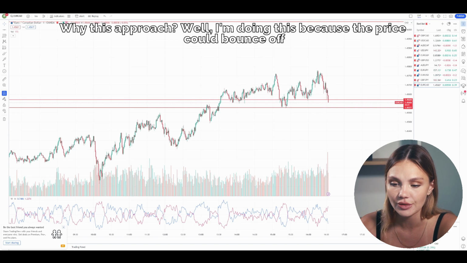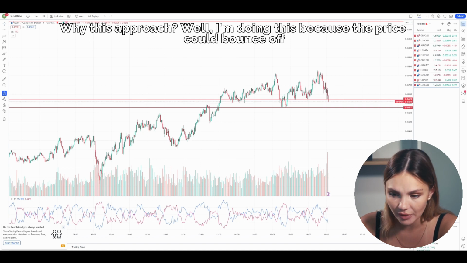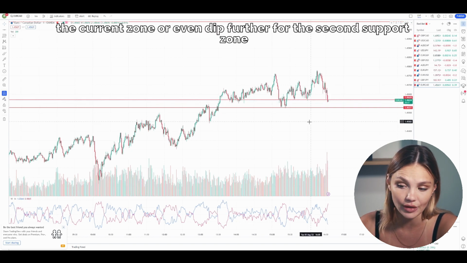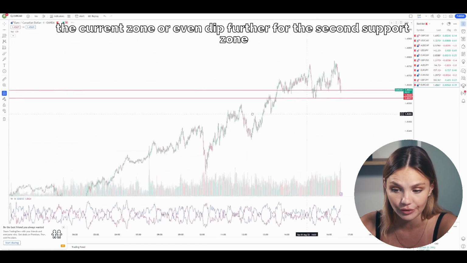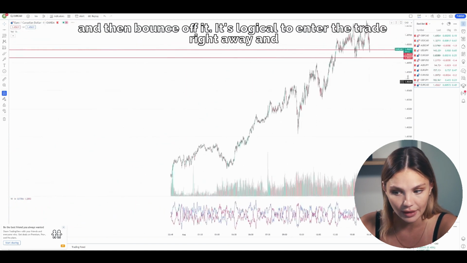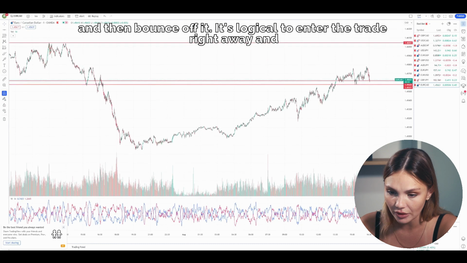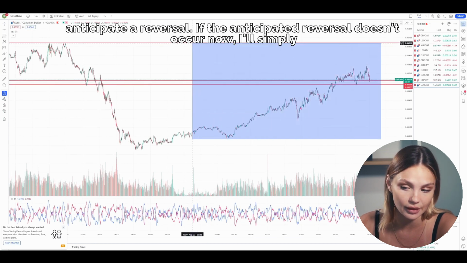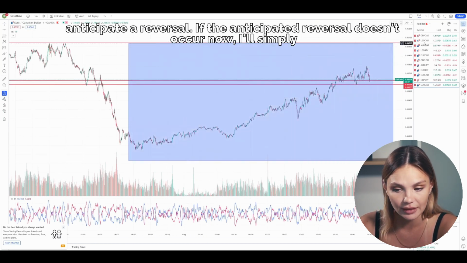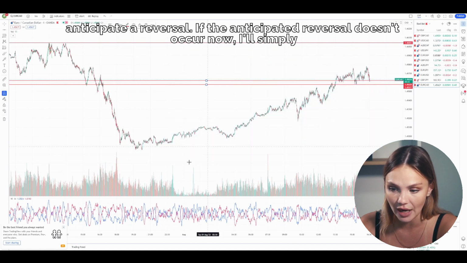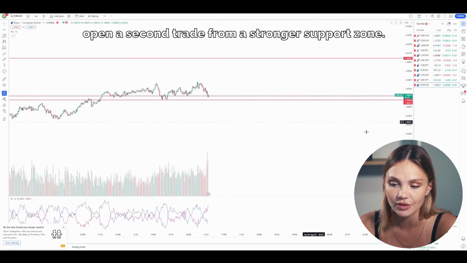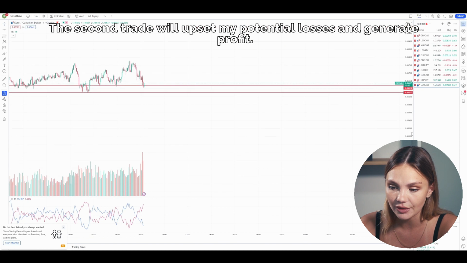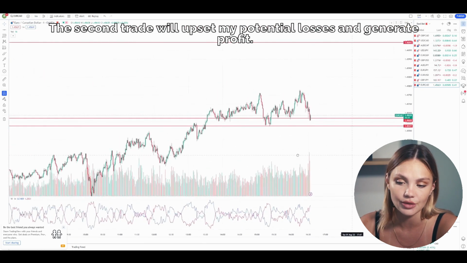Why this approach? Well, I'm doing this because the price could bounce off the current zone or even dip further for the second support zone and then bounce off it. It's logical to enter the trade right away and to anticipate a reversal. If the anticipated reversal doesn't occur now, I'll simply open a second trade from a stronger support zone. The second trade will offset my potential losses and generate profit.